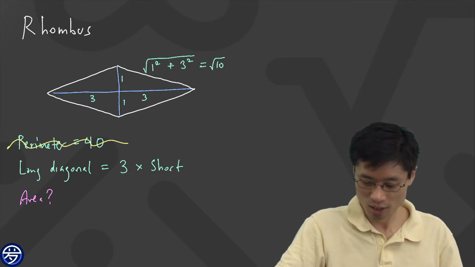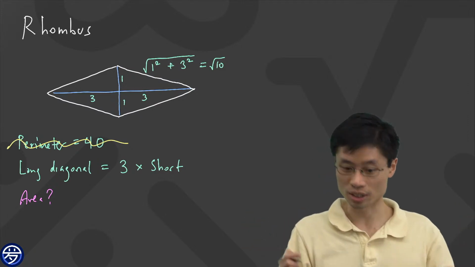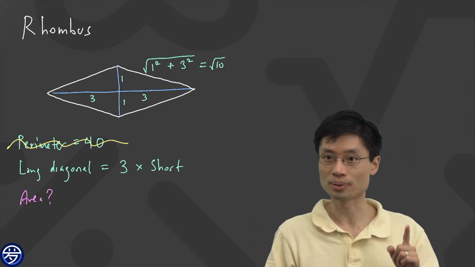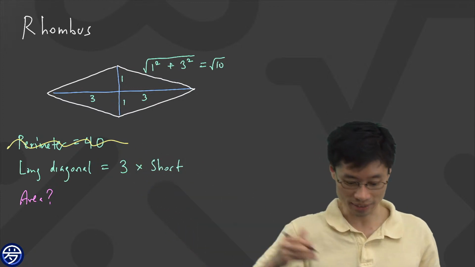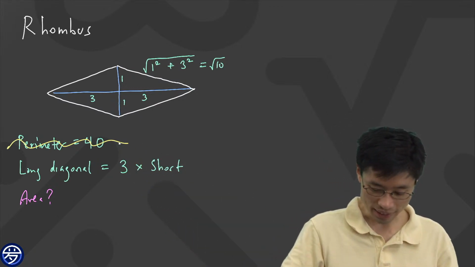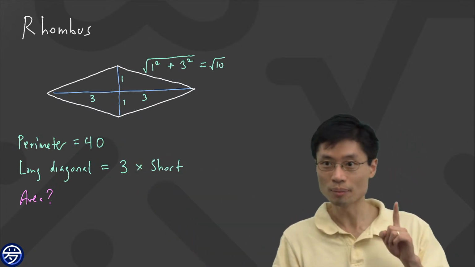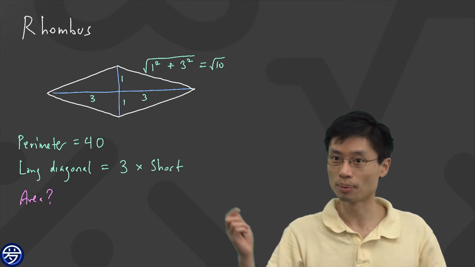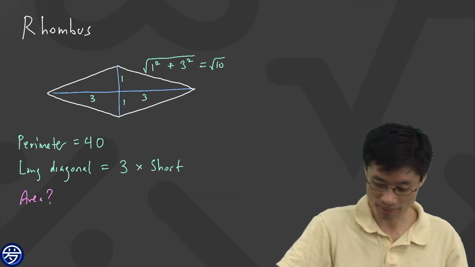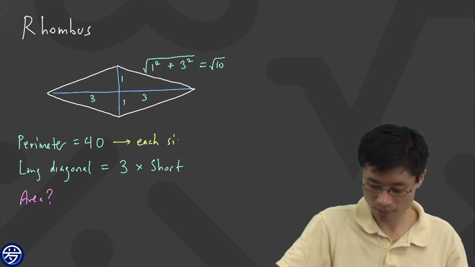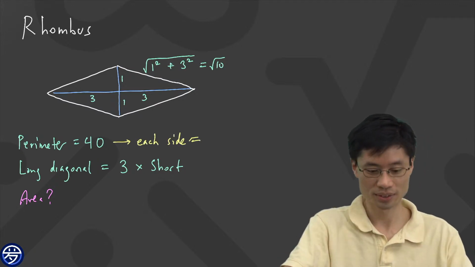Okay. But that's not true. It's not supposed to be the square root of 10. What's it actually supposed to be? Well, there was this thing I canceled out. Let's uncancel it. So if the perimeter is 40, what am I actually supposed to have each side to be? Each side has to be how much?